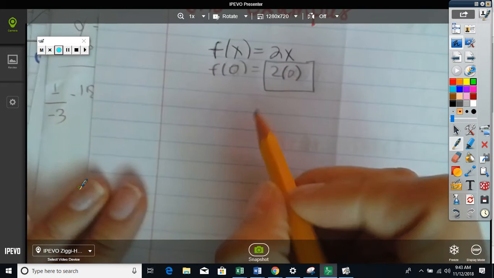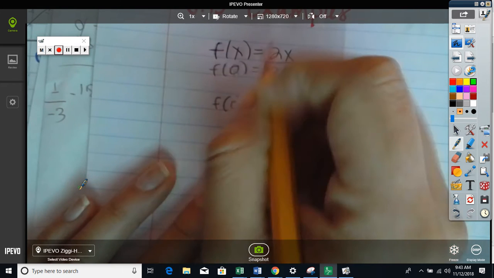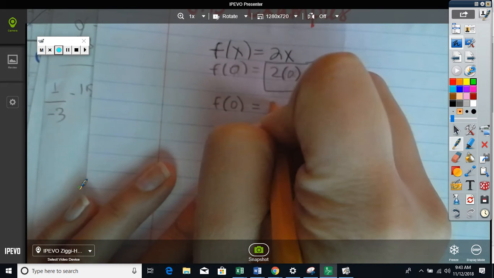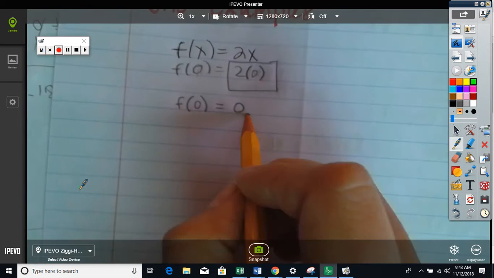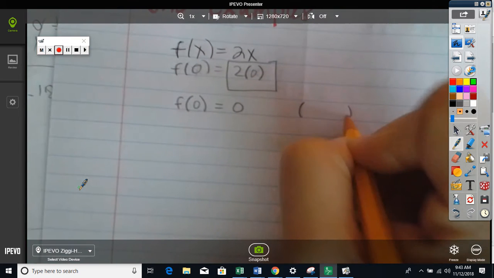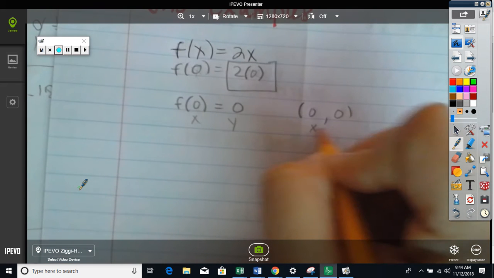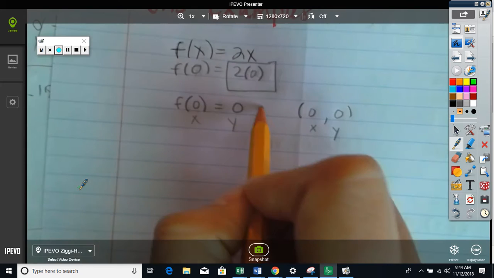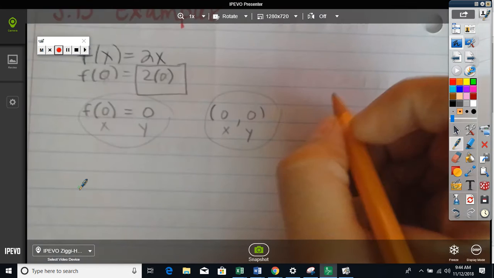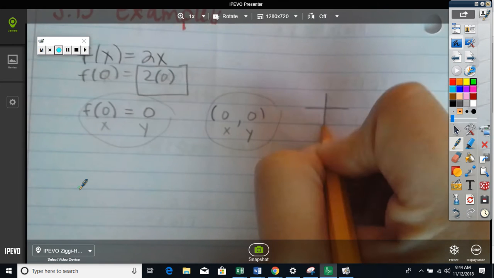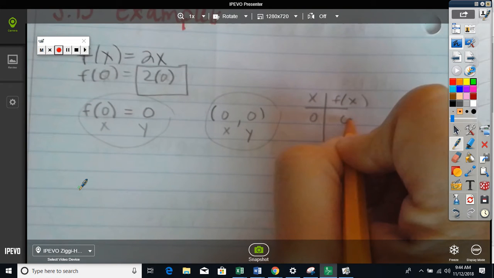So, a couple of ways I could write this. I could write f of 0, and when I change the x for 0, it equals 0. Another way I could write this is, since this is the x and this is the y, I put (0, 0), because that's the x and that's the y. That's one way of writing it, and that's another way. Another way I could write this is how it is on the table: 0 and 0.